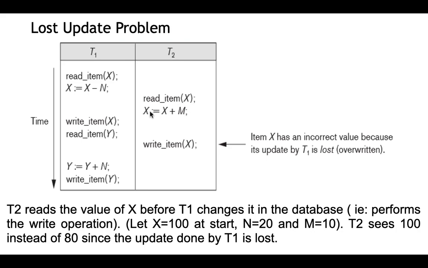So X becomes 100 plus 10, 110. And next, as the next statement, write item X occurs. So what is the value written to X? It would be 110. Actually, it should have been 100 minus 20, so 80 should have been written.